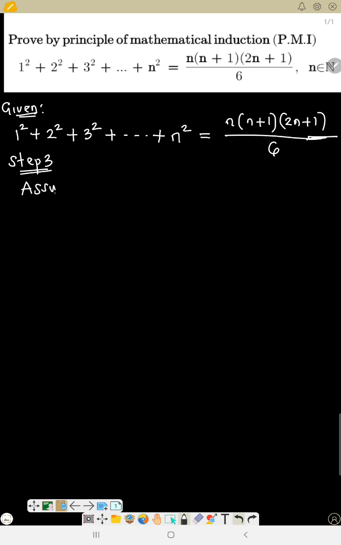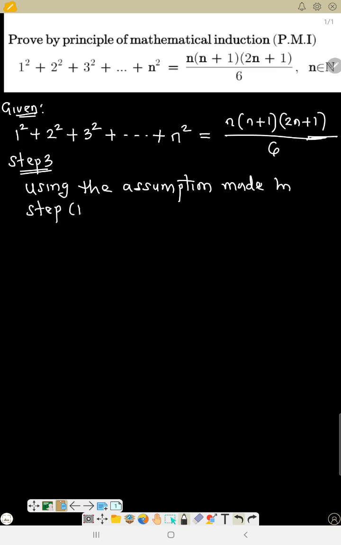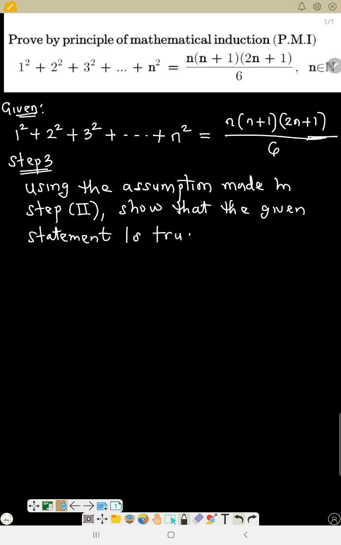Assume that, as in the assumption made in step 2, show that the given statement is true for n equals k, n equals k plus 1. So that's step 3.